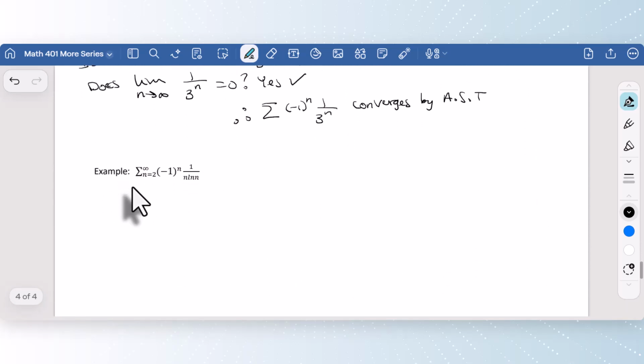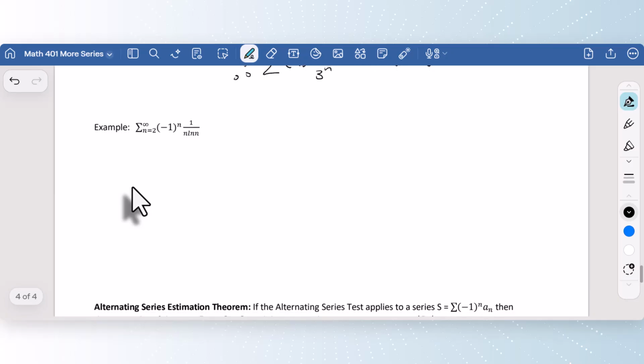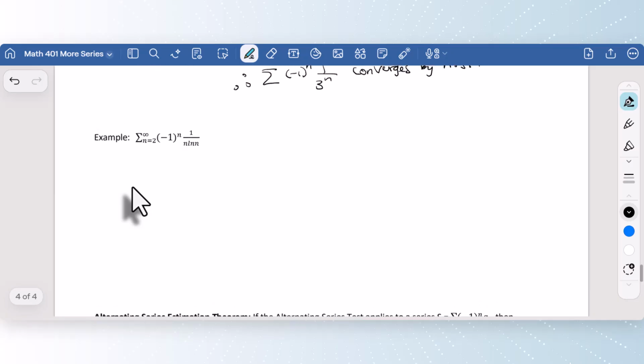Let's look at the next example. Sorry, I feel like I have to cough.